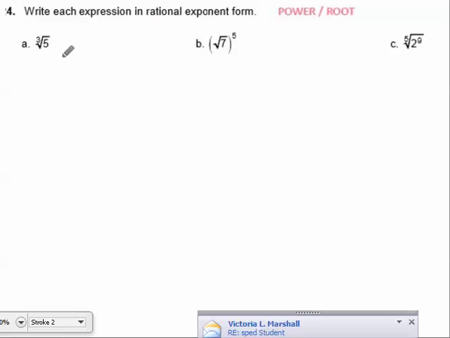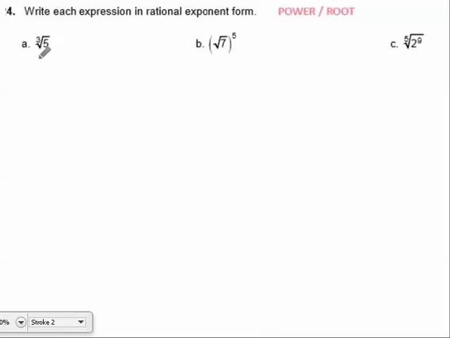Okay, they're wanting me to rewrite these, instead of writing them as roots, to write them as exponents. Okay, so this is going to be 5 to the 1/3 power. This one is going to be 7 to the 5 over 2 power. And this is going to be 2 to the 9 over 5 power.